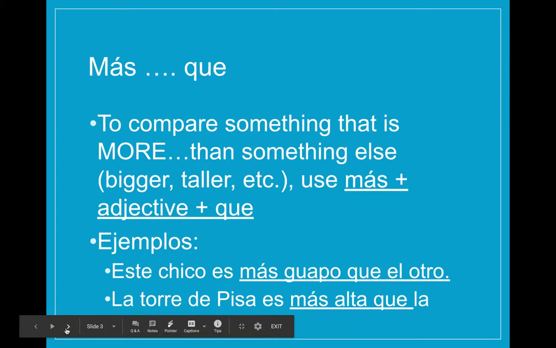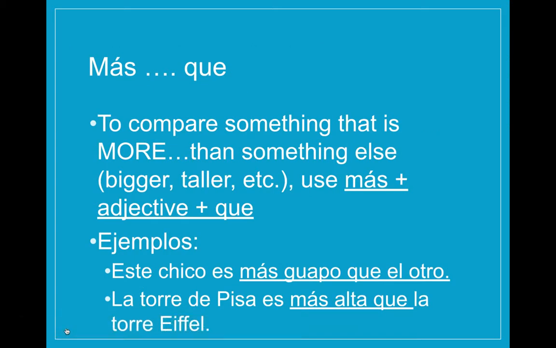Next, to say something is more than something else, like something's taller, something's longer, something's smarter. To compare something that is more than something else, like bigger, taller, etc., where we use that ER in English, we're going to use the word más, which means more, plus an adjective plus que. So, for example, este chico es más guapo que el otro. This boy is more handsome than the other. Más guapo que, more handsome than.